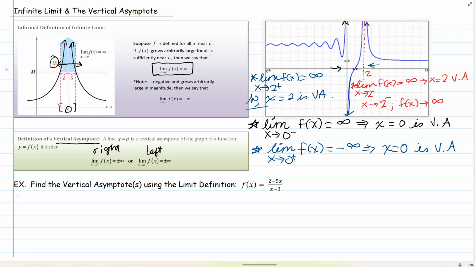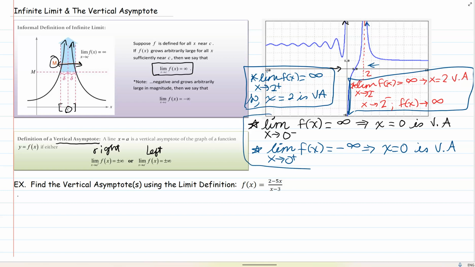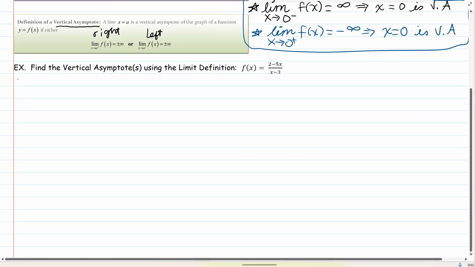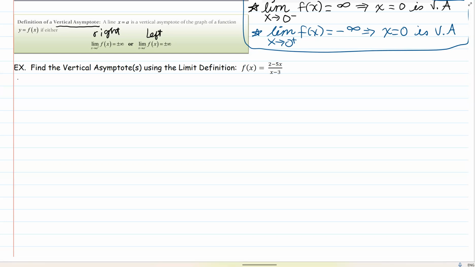Those are the definitions of infinite limit and how that relates to vertical asymptote. Now here is a specific function to look at. Suppose we have the function f of x is equal to (2 minus 5x) over (x minus 3).